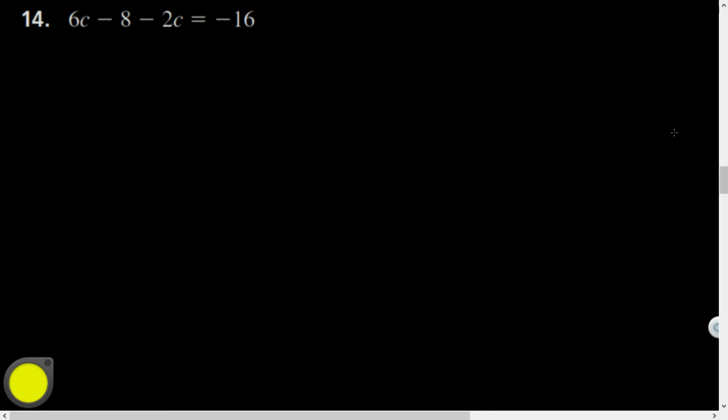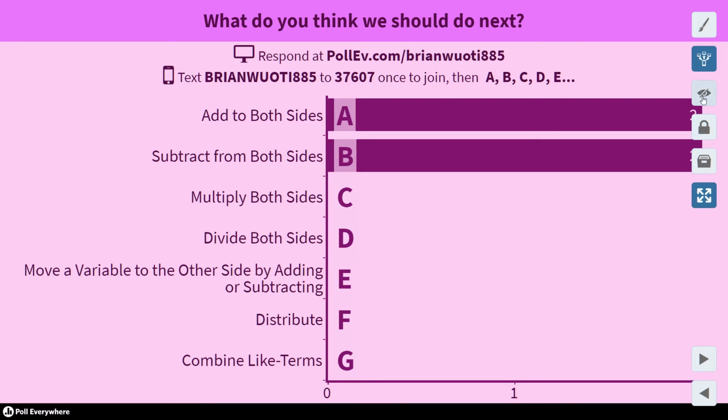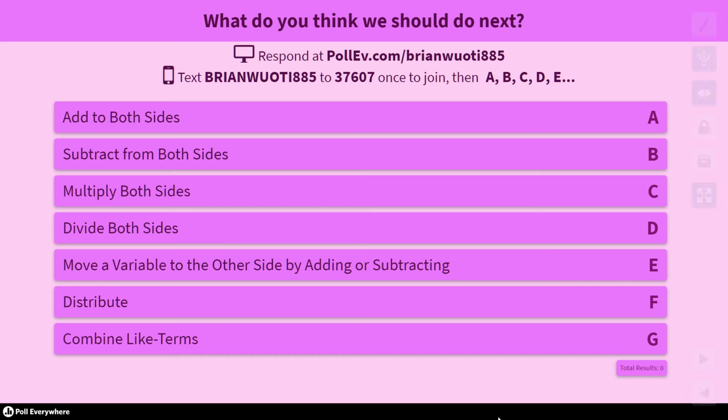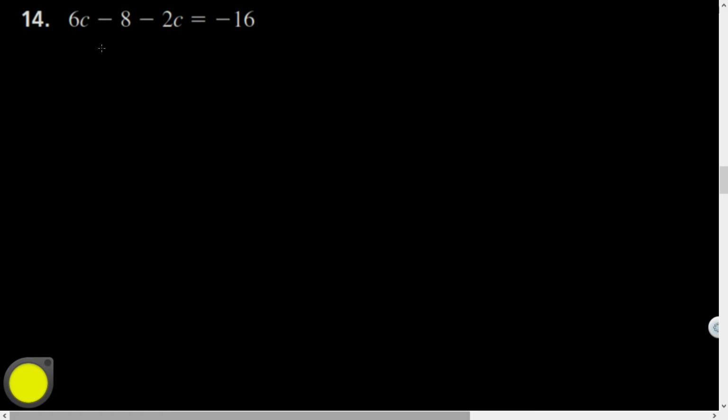Ooh. All right. We're definitely going to ask the polls on this one. 6c minus 8 minus 2c equals negative 16. Let's remove this. Clear the results. All right. What do we do? Let's let the votes come in.